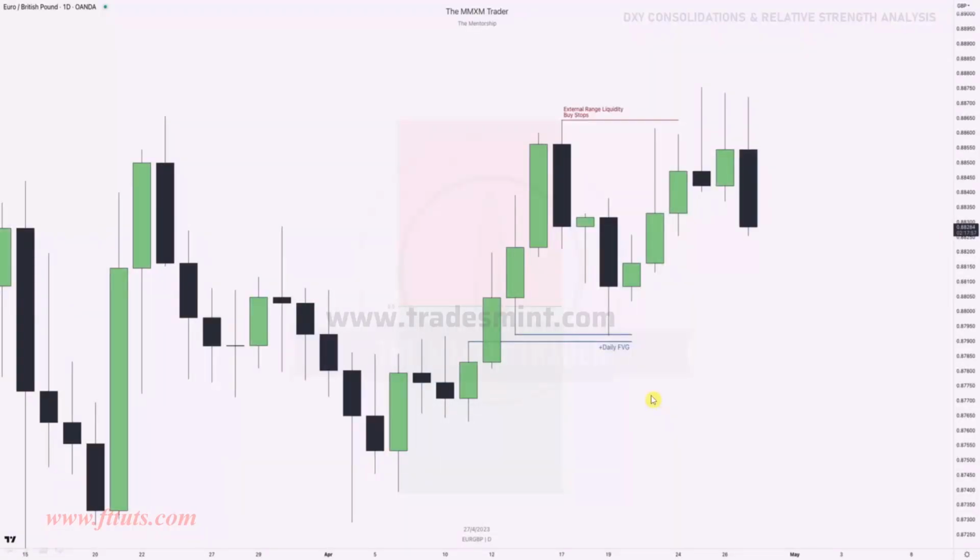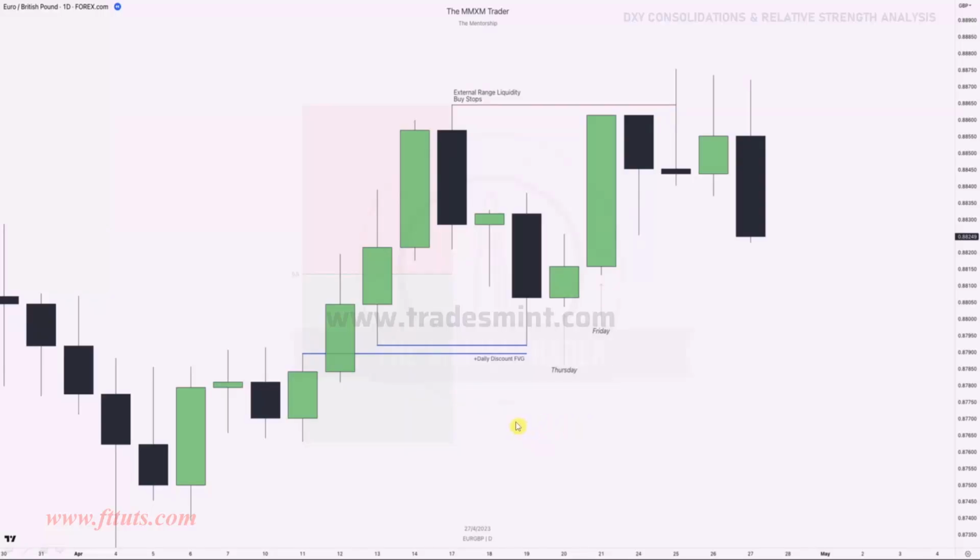So over here we've got a Euro British Pound daily chart, right? So we're going from internal range to external range, right? So we've got that daily fair value gap over here in discount. We've got our premium levels up here, and then that external range liquidity buy stops. Now we know, because of that inside range on DXY, right, that Monday's candle has not been violated by Tuesday and Wednesday, we expect DXY to consolidate further into the week. So we're going to be focusing again on that Thursday and Friday's candle for Euro GBP.